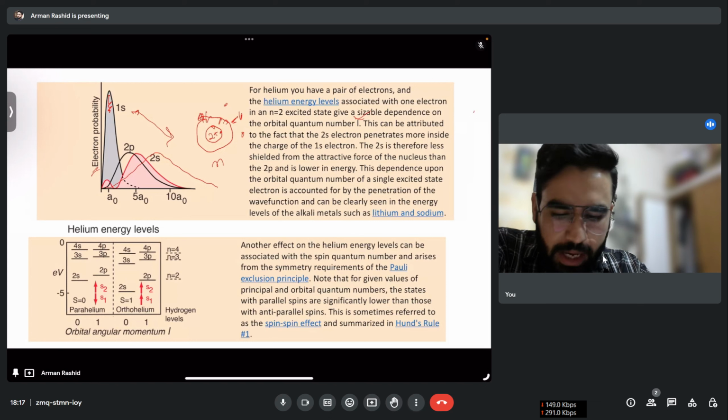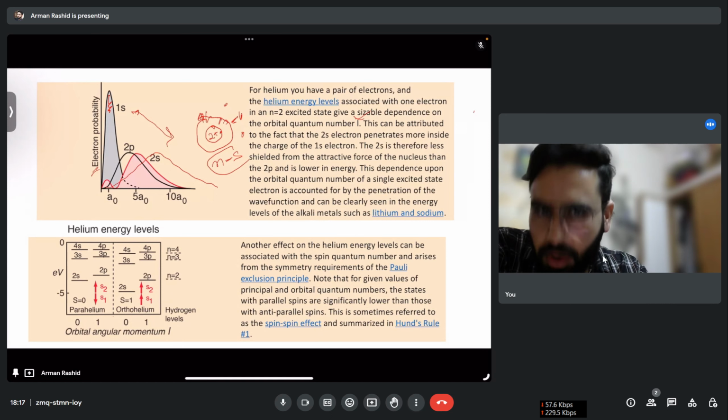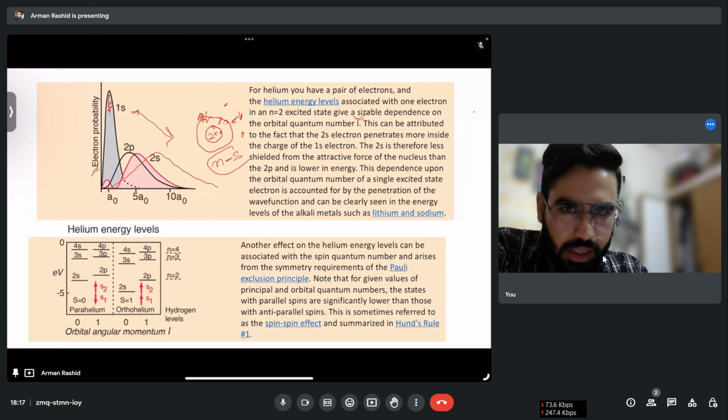Okay, effective nuclear charge is the real nuclear charge minus the screening constant. Now, s and p orbitals, we say that they are closer to the nucleus. As a result, they have more screening power. They screen more electrons of others as compared to the rest.